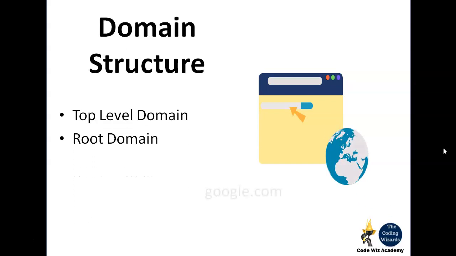What is a domain structure? A domain structure would contain the root domain and the top level domain. For example, in the domain name google.com, com is the TLD, that is, top level domain. Com stands for commercial. Google is the root domain, that is, the custom name of the website.